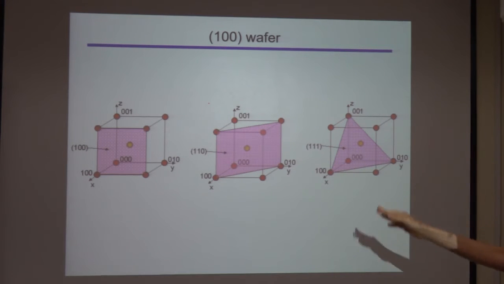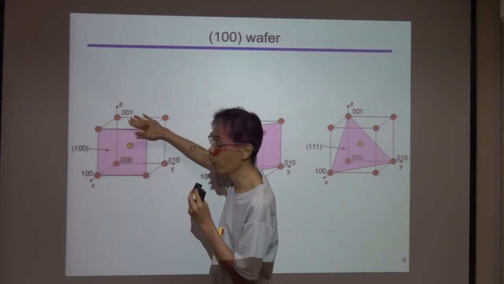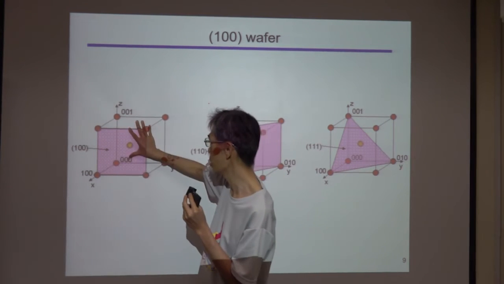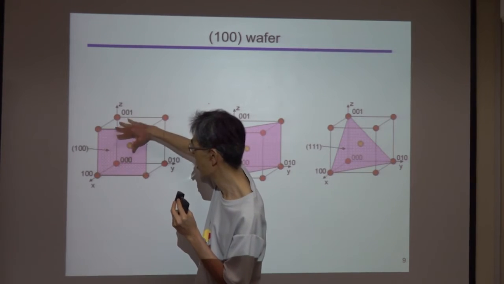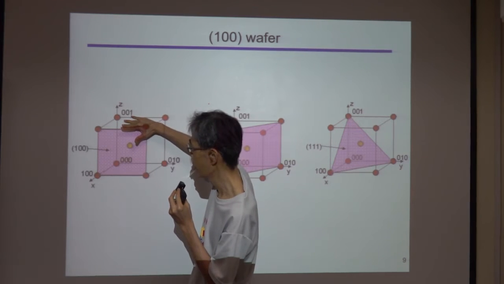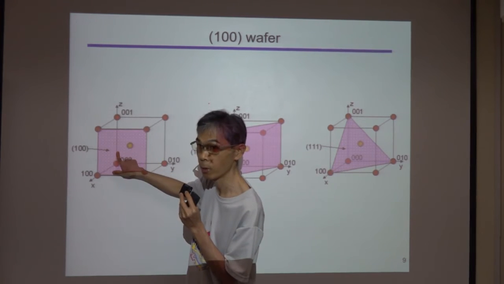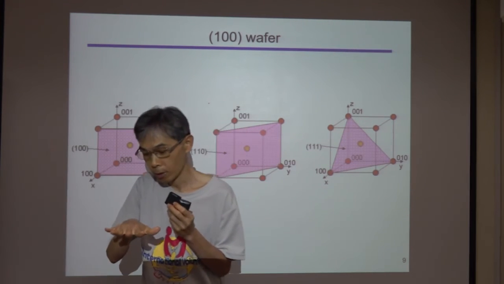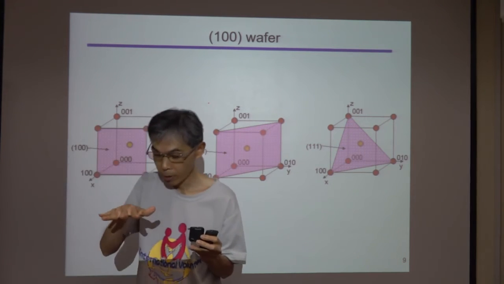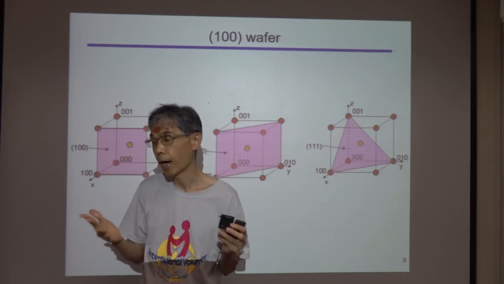In this second world, 1 0 0, 0 1 0, 0 0 1, they are the same. There's no difference. If you rotate this cube by minus 90 degrees, the axis 0 1 0 becomes 1 0 0. So 1 0 0, 0 1 0, 0 0 1: these 3 surfaces are the same.